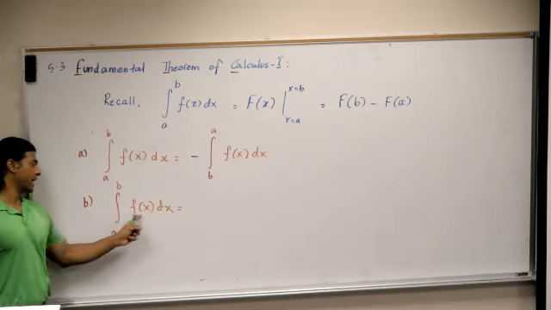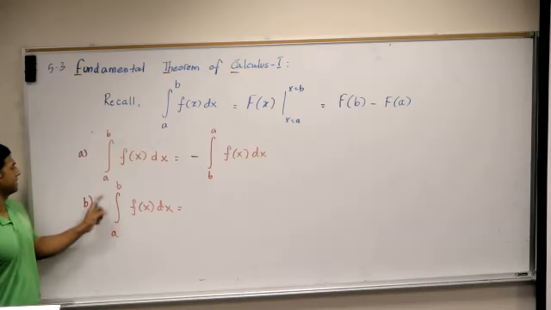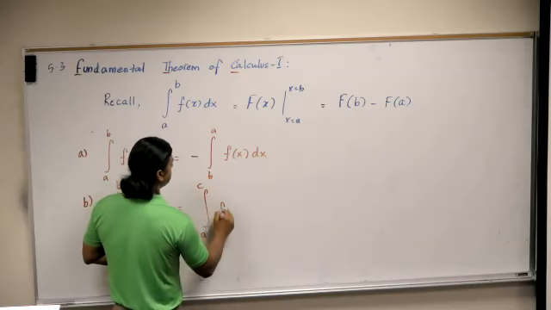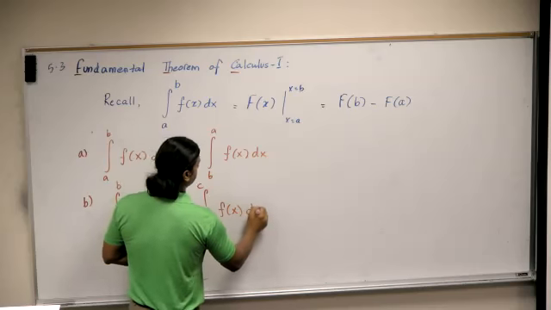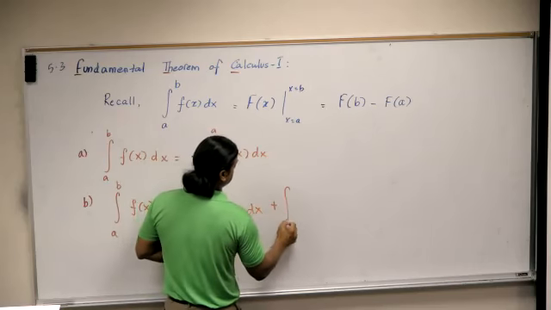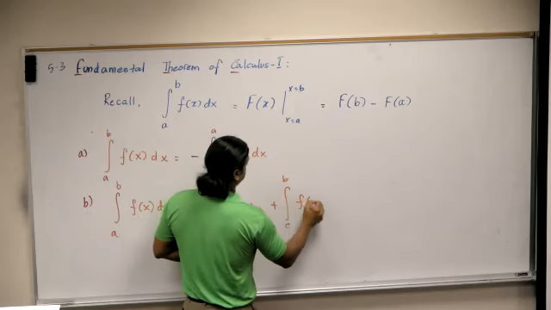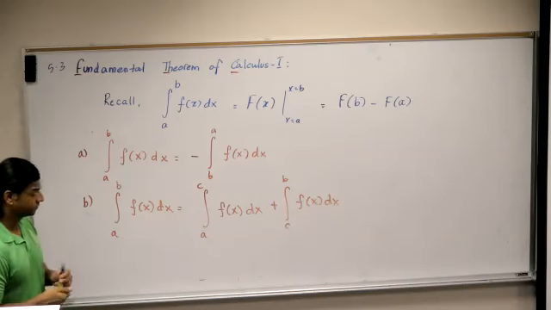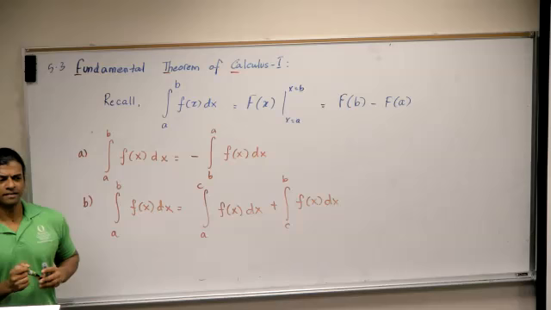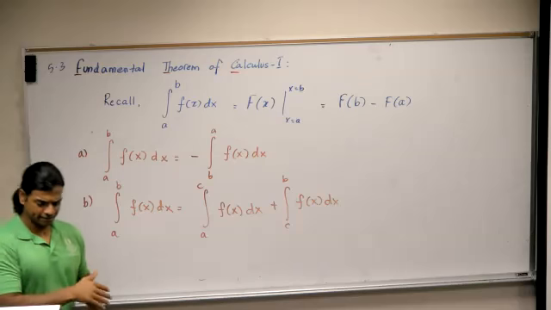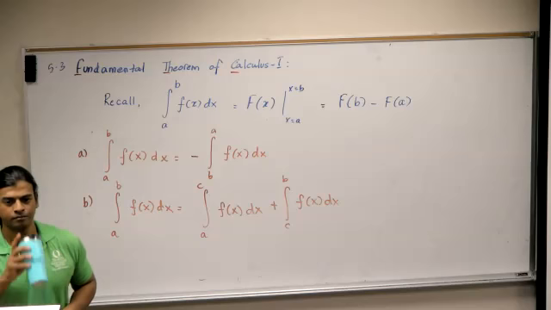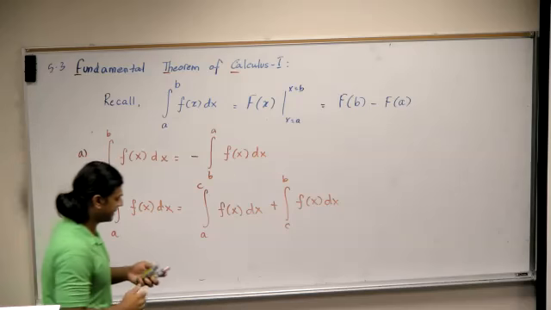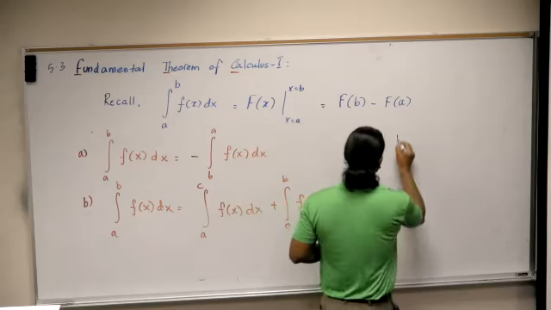Once again, we have to integrate from a to b. I could write this as the integral from a to c of f of x dx plus the integral from c to b of f of x dx. What does the integral give us? Area under the curve.